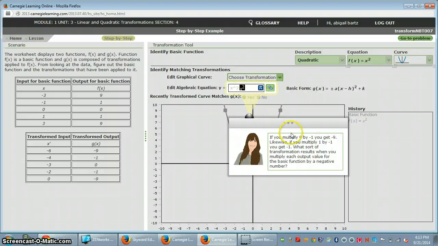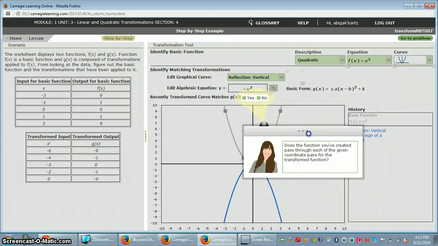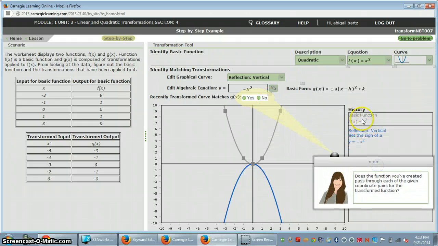So it highlights here first, and it says if you multiply 9, so now they're talking about 9 to a negative 9. If you multiply 1 by negative 1, what sort of transformation will that result? So actually, I was looking at the x's. They're telling me the hint is to look at the y's, and I'm seeing it go from a positive to a negative. And so how do we get that to change, but just put a negative sign in front of it? And you push enter, and then you have to figure out, well, what's happening to my graph? If I'm changing the y values from positive to negative, I'm getting a reflection.